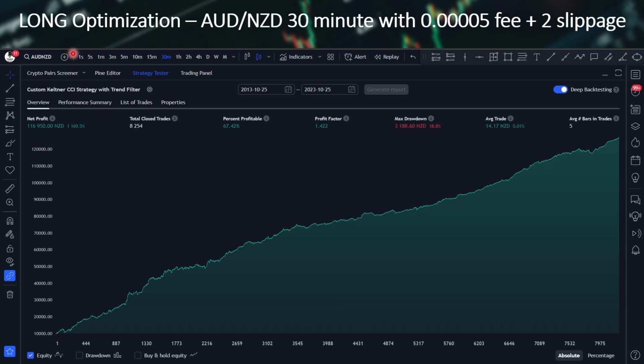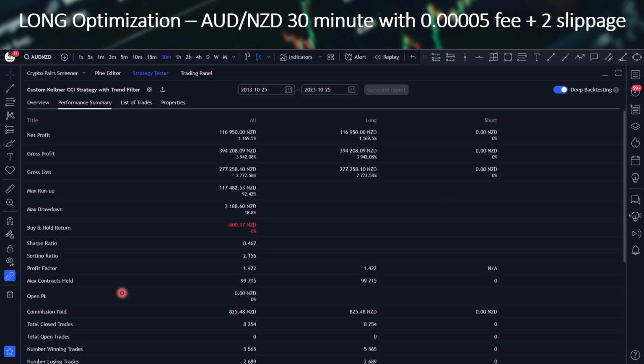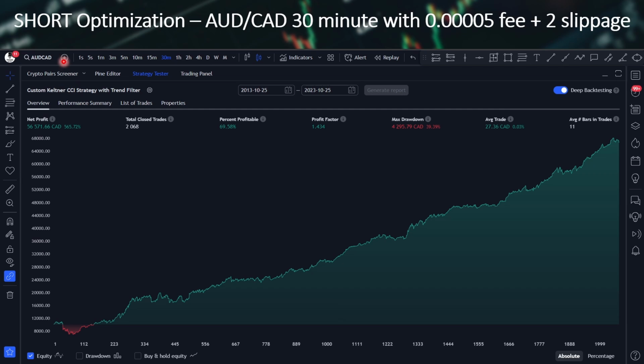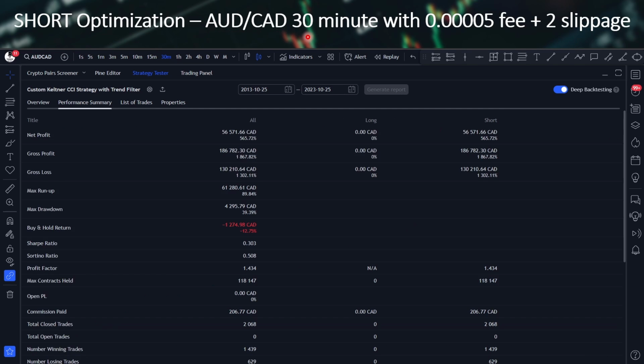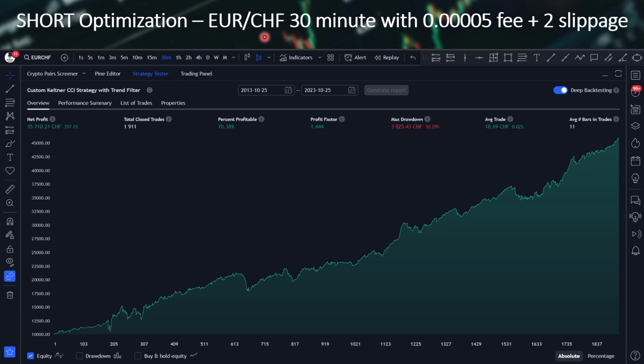On the 30-minute chart, the long-only optimization performed the best on AUD-NZD. From 2013 till 2023, it took 8,200 trades, generated 1,169% net profit, with a 1.42 profit factor and an 18% maximum drawdown. The equity curve is great as before, steadily uptrending without any significant pullback. On this time frame, I found a few noteworthy combinations too. The short-only optimization for AUD-CAD and for Euro-Swiss franc.